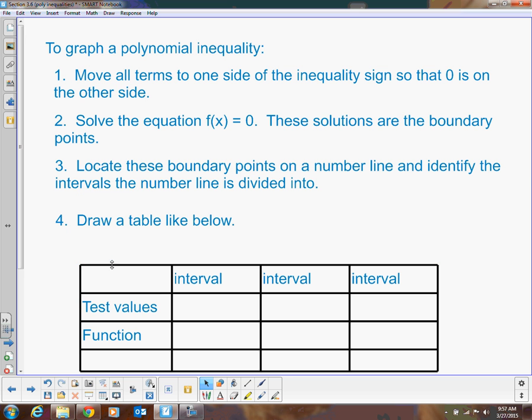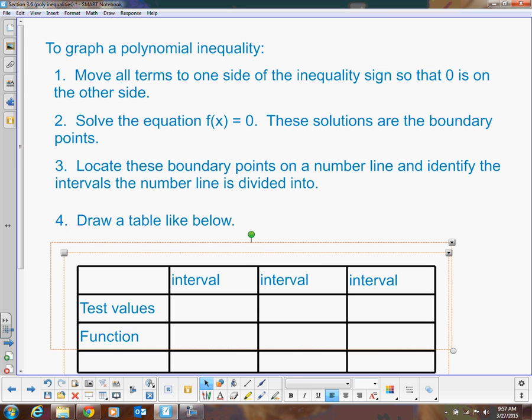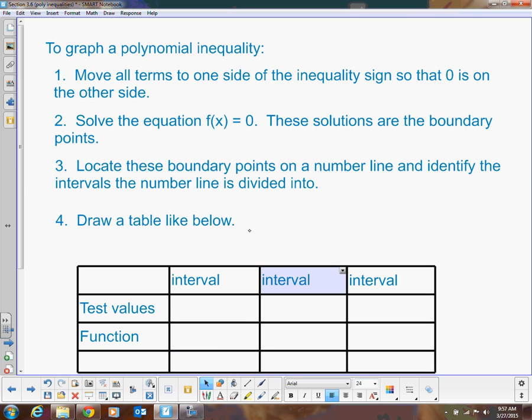Is this going to move? I don't think this is going to move. Let's see. Now can I move it? Just doesn't like me to do it.